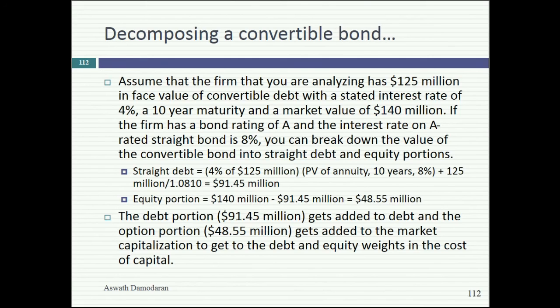What is it actually trading at? 140 million. Why are people willing to pay an extra 48.55 million? Because you get a conversion option, which is equity. I'm going to take the 48.55 million, treat it as equity, put the 91.45 million into debt. My hybrid problem has gone away.